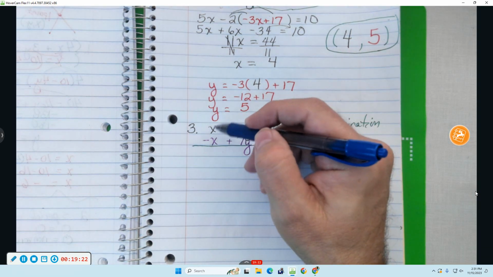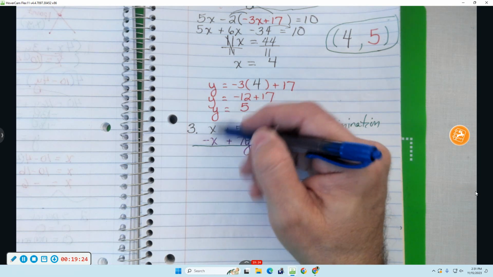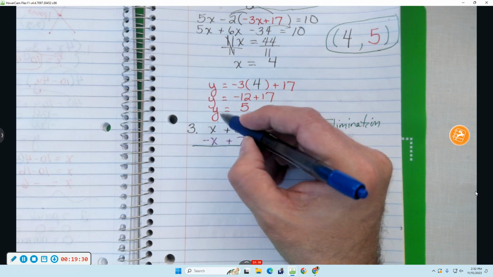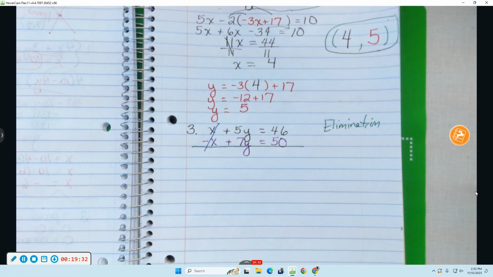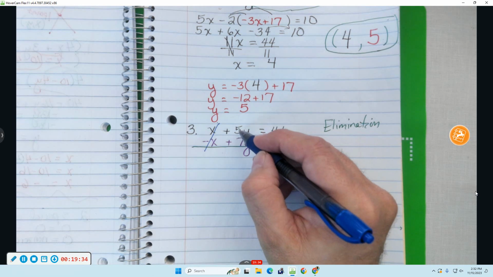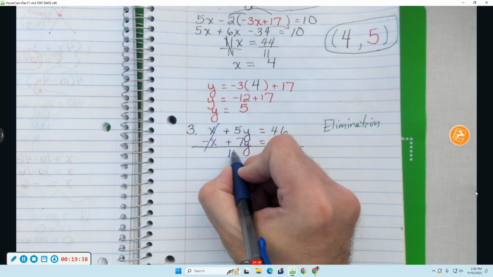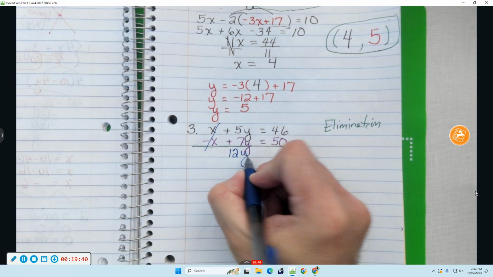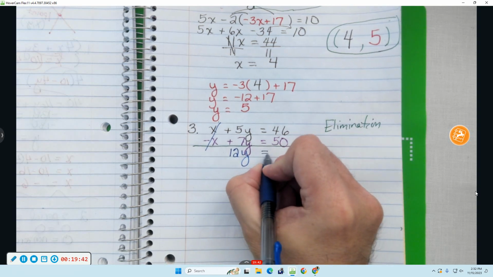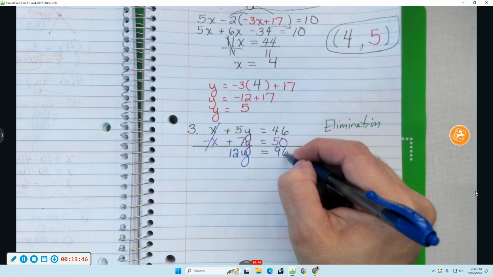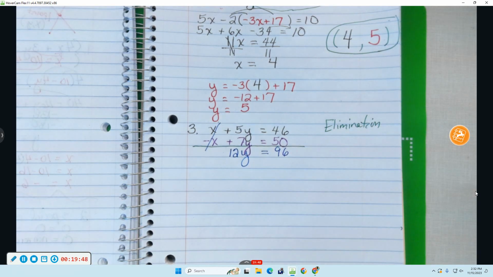Let's add. X plus a negative x, 1 minus 1. What's about to happen to the x's? They've been eliminated. That's the name of the method. Now let's add the y's. 5y plus 7y gives me 12y. Add the constant terms. We're adding the two equations together. 46 plus 50 gives me 96.